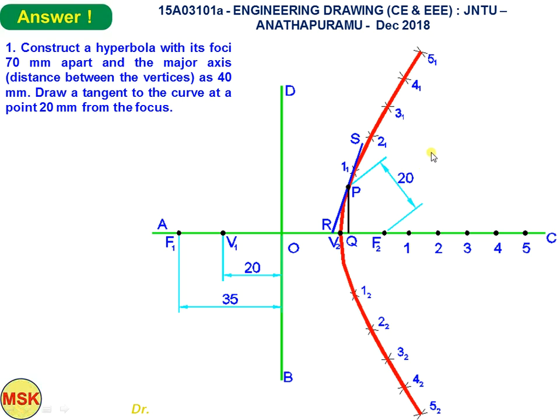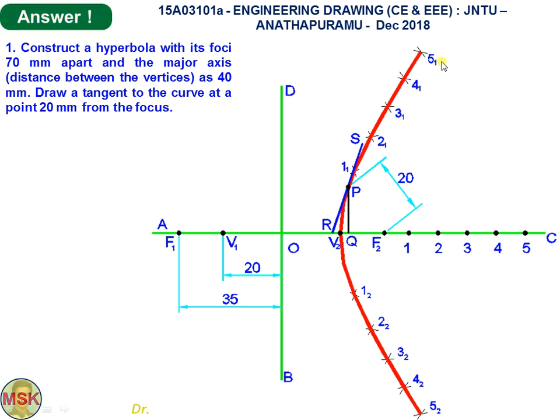Follow a similar procedure for the remaining points 2', 3', 4', 5' and so on. Again, to get the point 2', with V1-2 as the radius and F1 as center, draw an arc. Then with V2-2 as radius and F2 as center, cut an arc, and you will get the point 2' by cutting the previous arc drawn. Follow the same procedure for the remaining points as well.